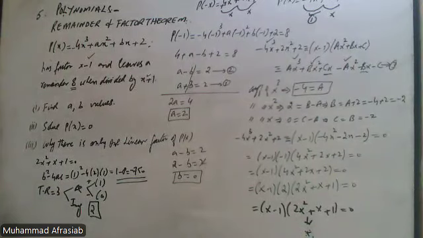First you have to find the values of a and b with the remainder and factor theorem. Then you solve it, and then you check the roots. There is one real root, positive in this case, and the two roots are imaginary.